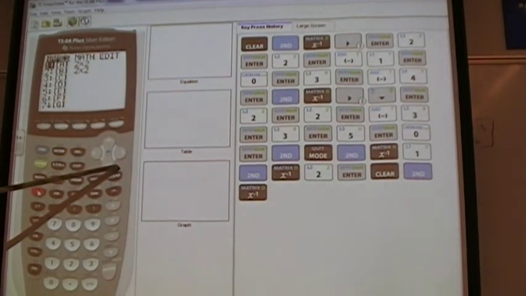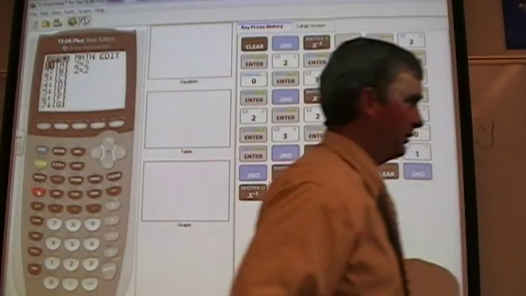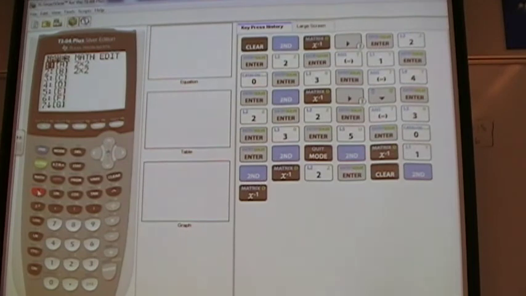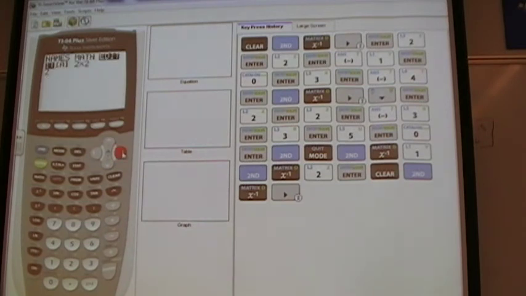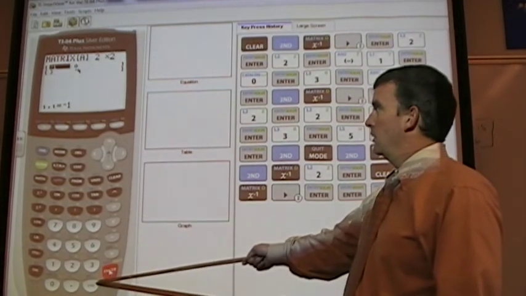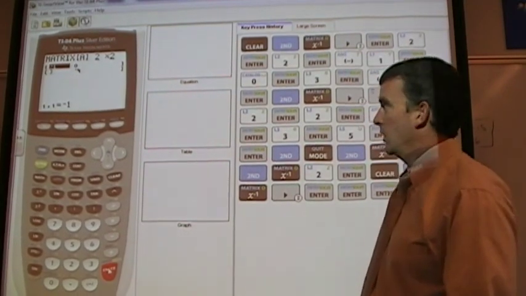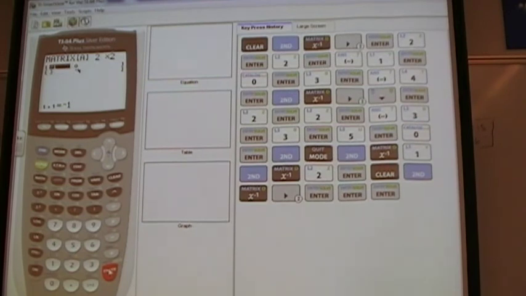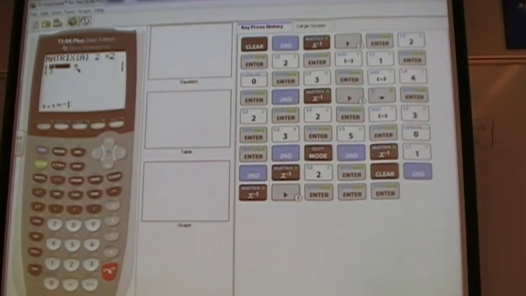Now, use the arrow button, go over to edit. We're going to edit the first matrix. Hit enter, and type in 2 enter 2 enter to get a 2 by 2 matrix. And then just type in all the entries. For the -1, make sure you use the negative button and not the minus. So -1 enter, 0 enter, 3 enter, -4 enter. Then you're done with the first matrix.